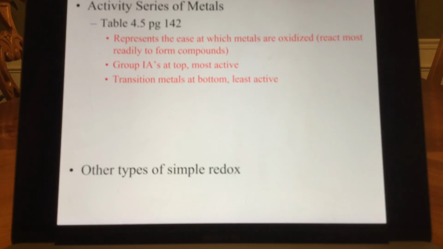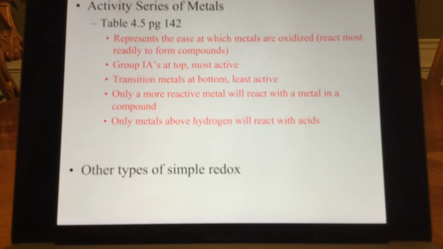Transition metals tend to be towards the bottom. They are the least active. That's why we use them more in jewelry and household things, because they're less likely to react with other stuff. And again, the rules of the activity series: only a more reactive metal will react with a metal in a compound, so we always want the more active metal to replace the less active metal in the compound.